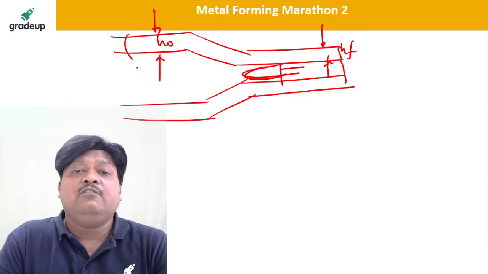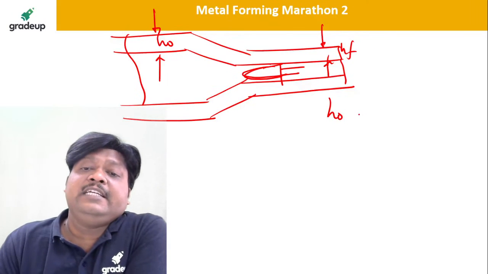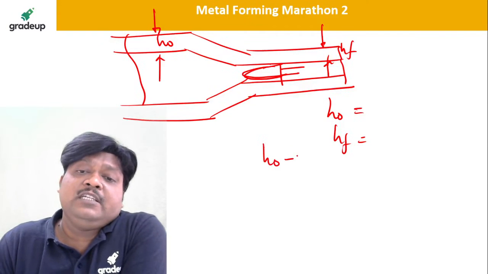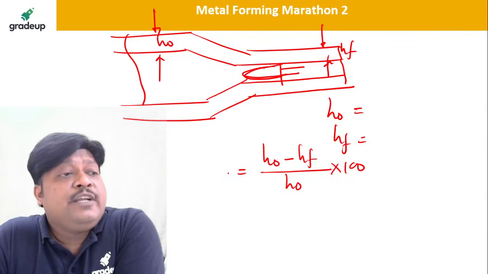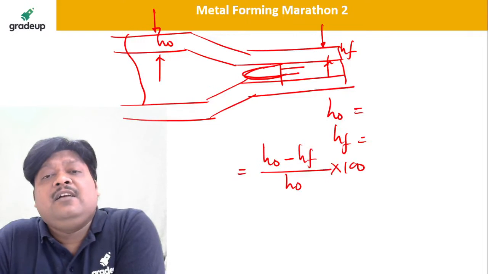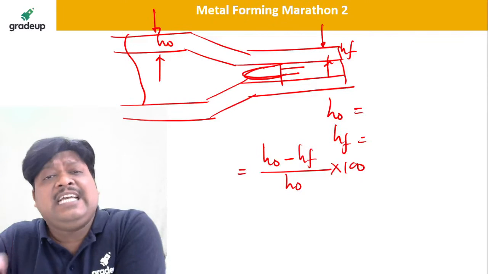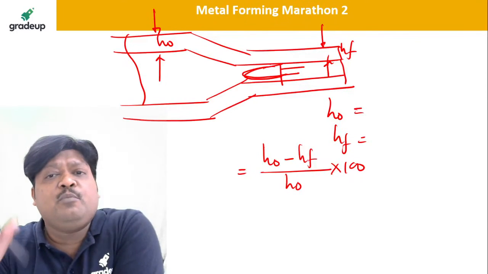Now tell me how we are getting. So this is the original thickness H0, final thickness HF. So what is the maximum possible reduction? H original minus H final divided by H original into 100. Because in the tube drawing process, we are just sizing the thickness. We are not producing a new tube. We are just sizing the tube which is already produced by some other process. That is a tube drawing operation.